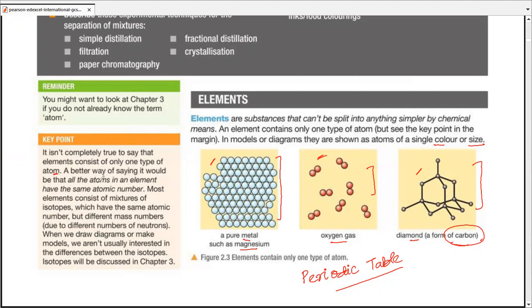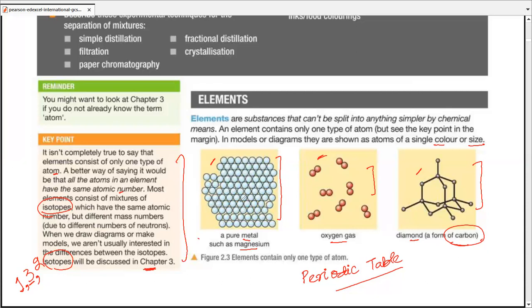A better way of saying that would be all the atoms in an element have the same atomic number. Why not one type? Because of the term isotopes. Are you familiar with the term? Okay, we're going to clear the term in chapter 3. That is the reason for not doing this chapter in the proper order. You might have seen that teachers usually start with chapter 1, then follow on to chapter 3, and then come back to chapter 2, because the concept of isotopes is explained in chapter 3 first. So it's easier to understand this specific point and every related point in the same chapter, right?